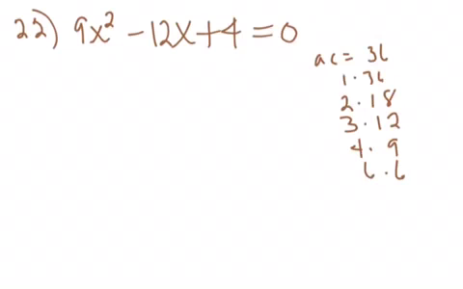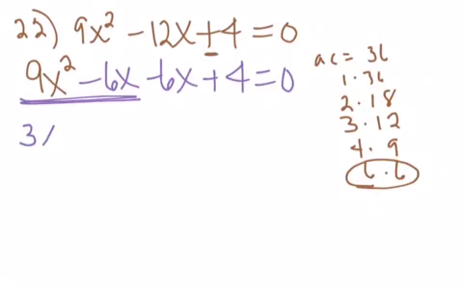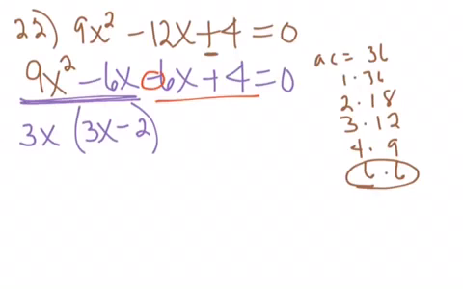I'm looking for the signs to be the same, and they're both negative, so I'm going to add to get 12, which would be these two. So we have 9x squared minus 6x minus 6x plus 4 equals 0. You're looking for the common factor of the first two, which would be a 3x, which leaves 3x minus 2.